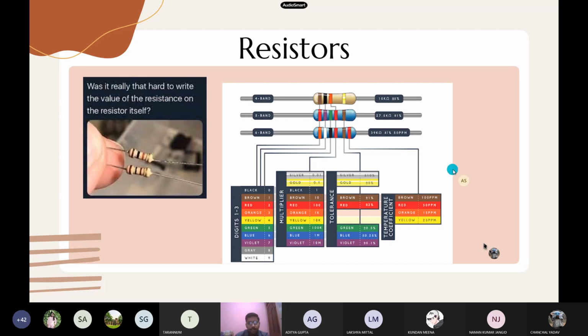So the next question that arises is, was it really that difficult to write the value of the resistor on itself? Why is it color coded? Can you guess? If you know, write your answers in the chat box.